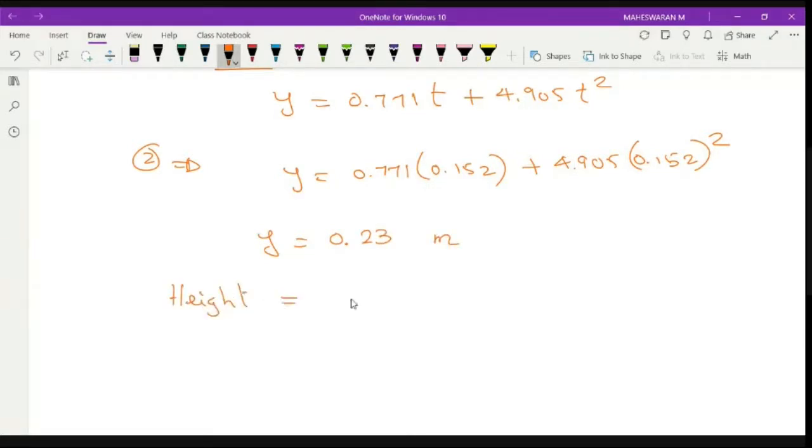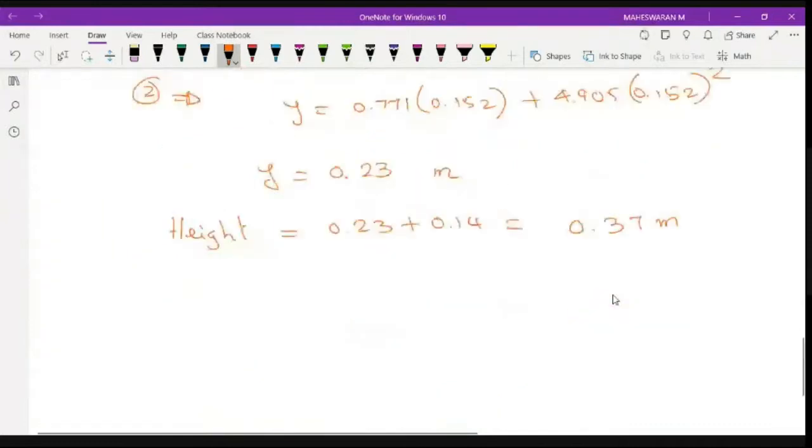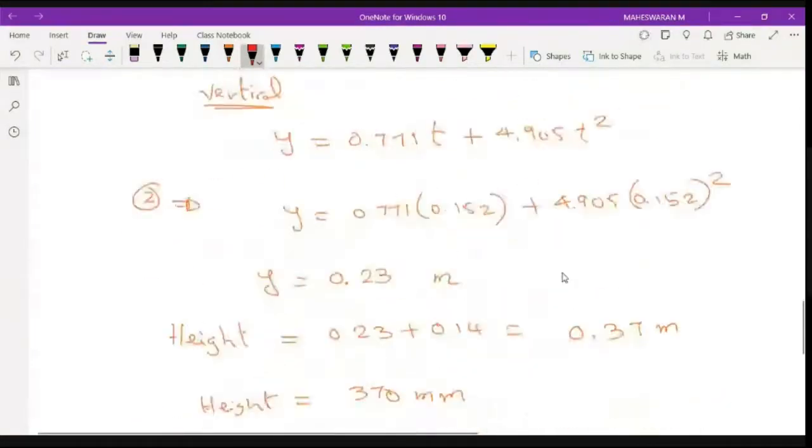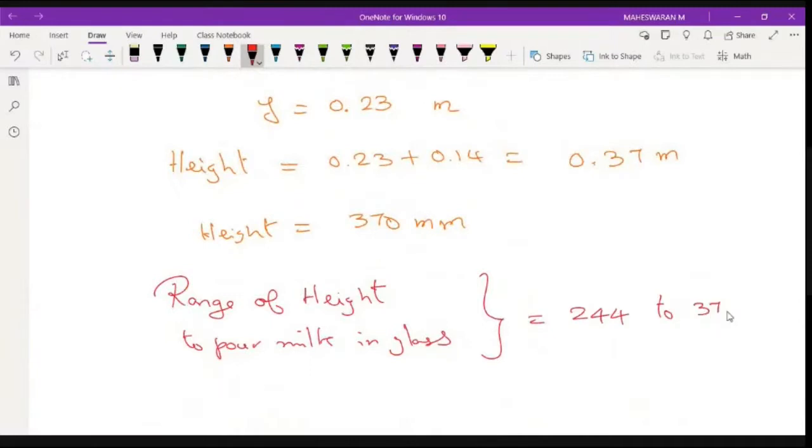Okay. Next, height. Let us identify what the height is. Height is 0.23 plus 0.14, which is 0.37 meter. So height is 370 mm. Now I identify the range. The range of height to pour milk into the glass is 244 mm to 370 mm.